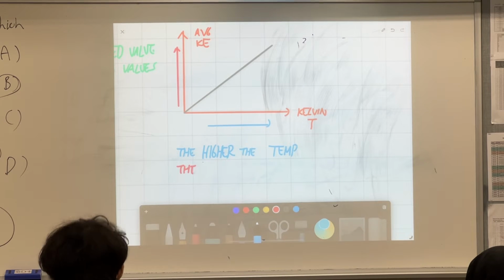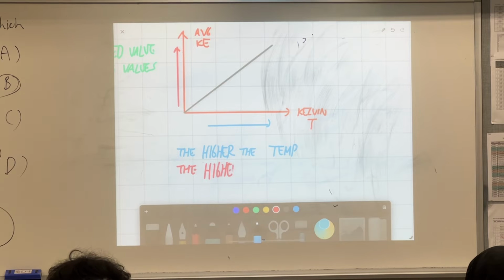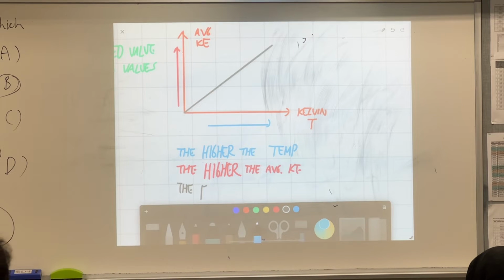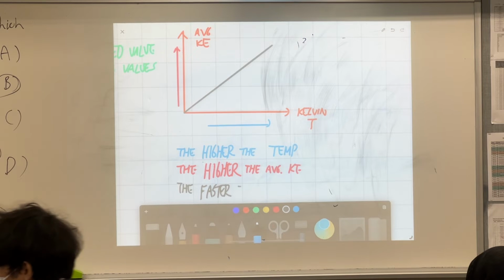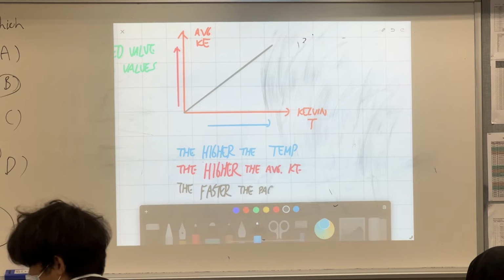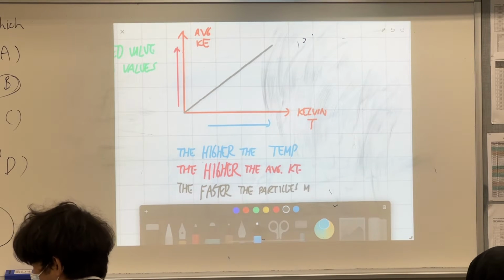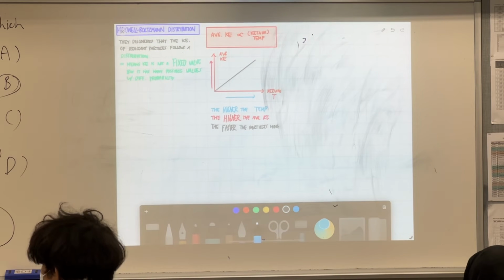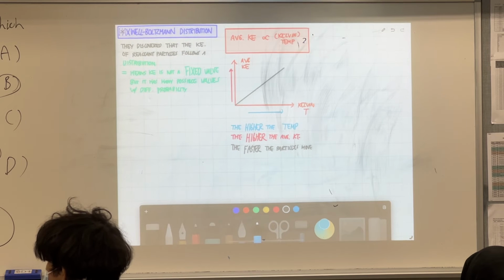So the higher the average KE, and what does average KE mean? It is the speed of particle. So the faster the particles move. But then, what is the Maxwell-Boltzmann distribution?